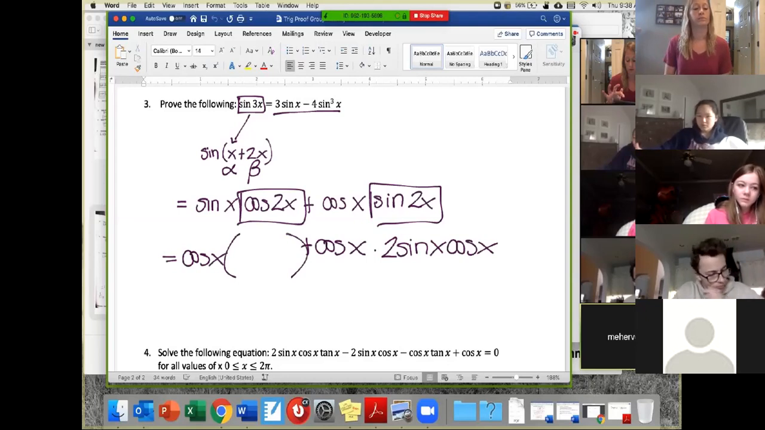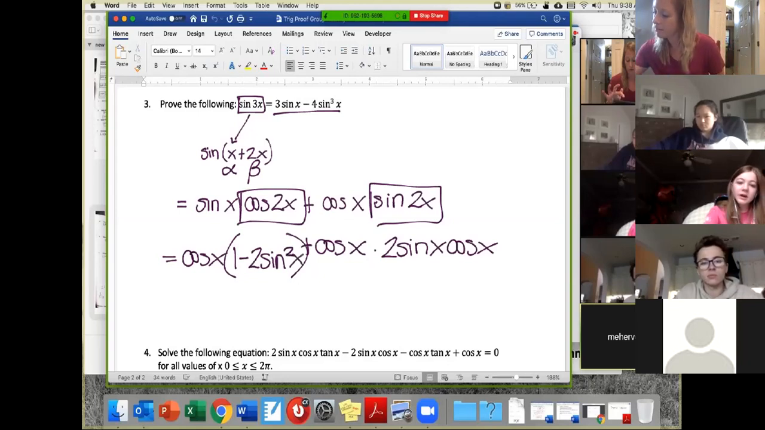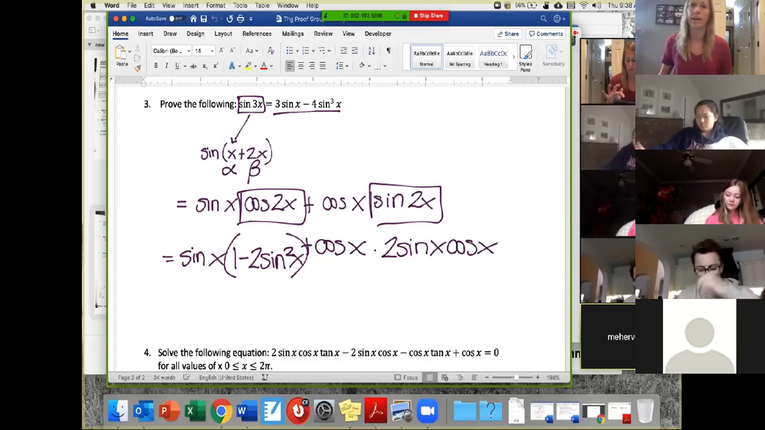Cosine squared minus sine squared? Nope. Which one should I use? 1 minus 2 sine squared. Why? Because we want all sines. Yes, we want all sines. Okay, whoops, would it be sine in front? I just realized I did that. Thank you. All right, now I currently have a mess, but let's figure it out.